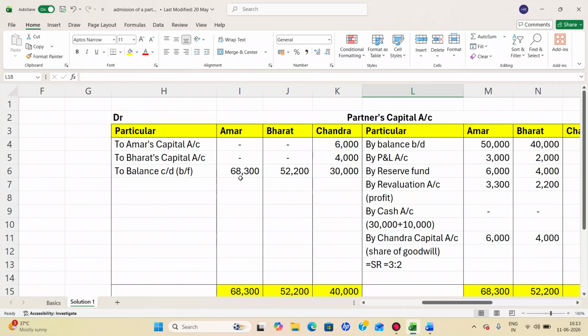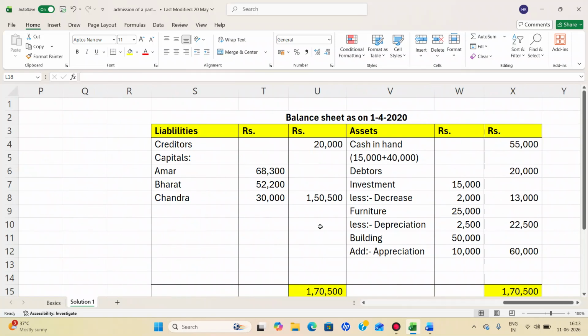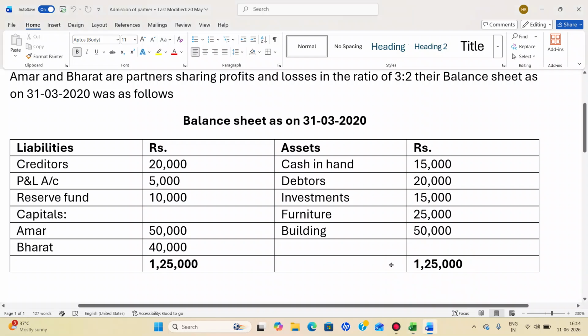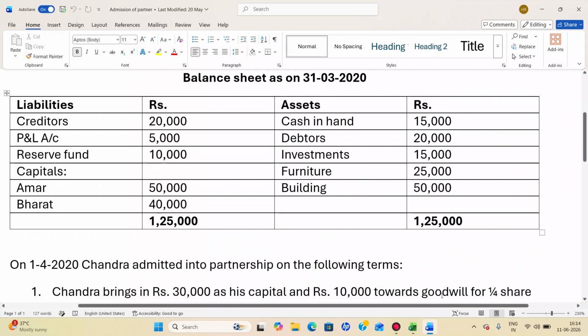Here two balance carried down, right? 68,300 is Amar's, Bharat is 52,200, Chandra's is 30,000. So we have to write here as a capital 68,300, 52,200, and 30,000. If we add all these in the inner column, we get 1,50,500. So liability side is completed. Now we have to see cash in hand. We have to write 15,000. Debtors, there is nothing else. 20,000. We have to write investment. Here, I'll show you.